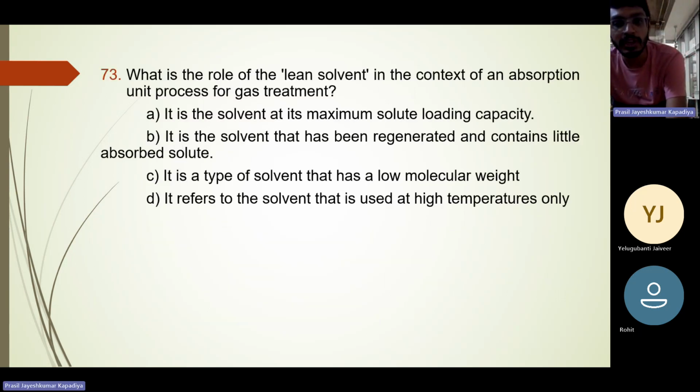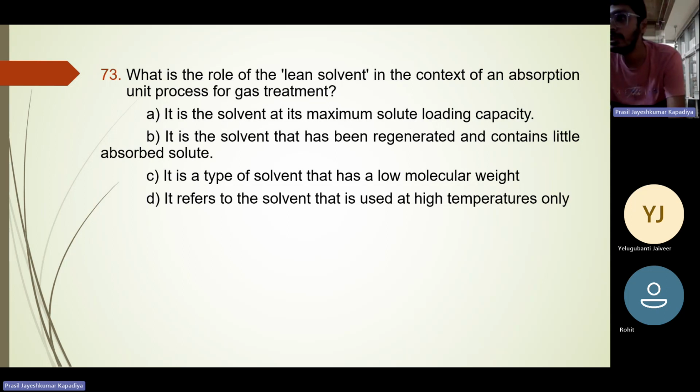Okay, what is the role of lean solvent in the context of an absorption unit operation for gas treatment? What does lean solvent mean? This is not an Aspen question, this is more of a basic question. It is the solvent that has been regenerated and contains little absorbed solute.